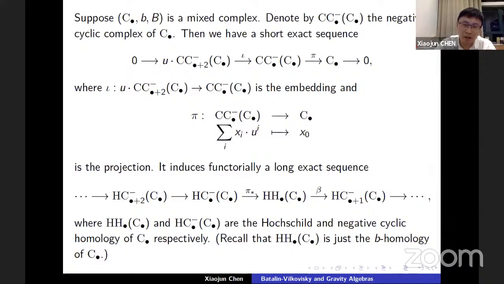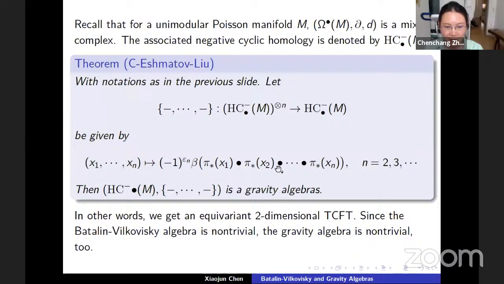Is it clear now? So, because your gravity algebra is HC minus... yes. So you see, if you view C as the complex of the loop space, then this computes the equivariant homology of the loop space, and this computes the ordinary homology of the manifold... not the equivariant, the ordinary homology of the loop space. Okay. So now you see what I said here is simply the Poisson analog of that.